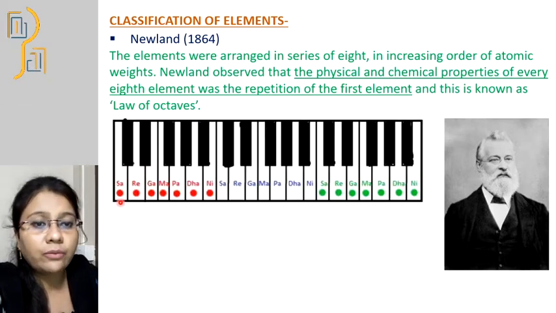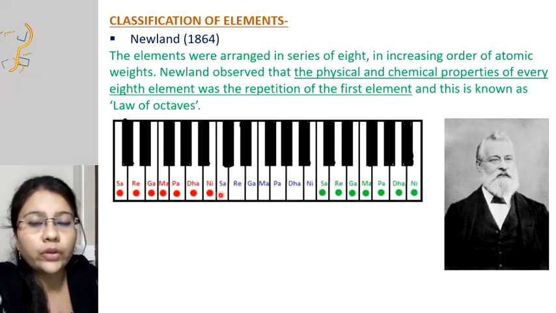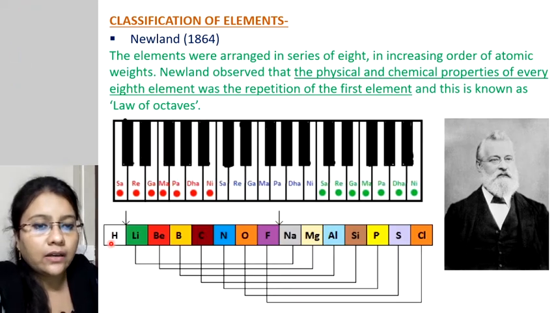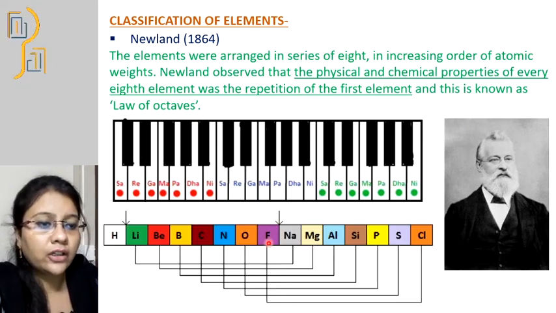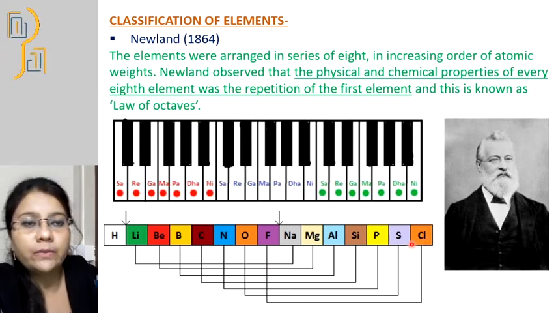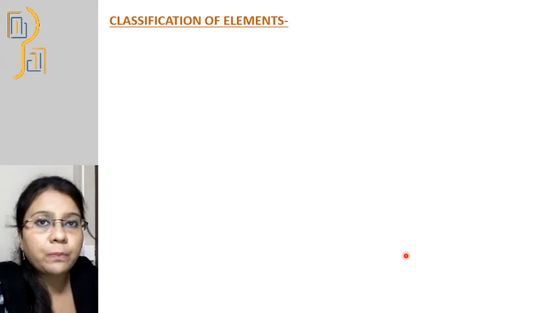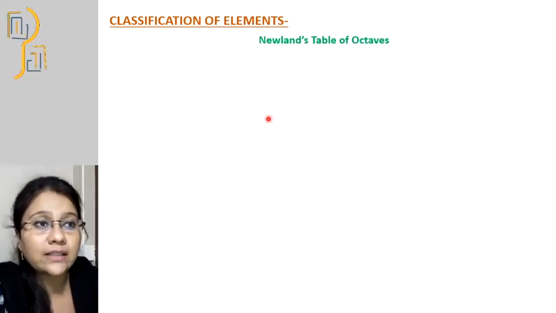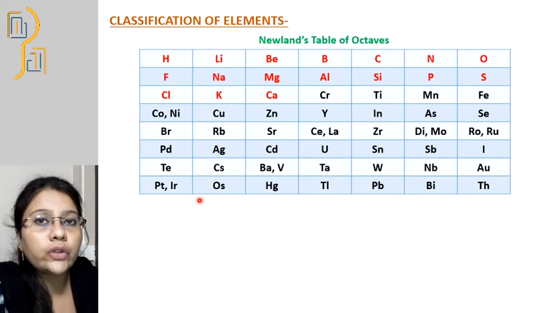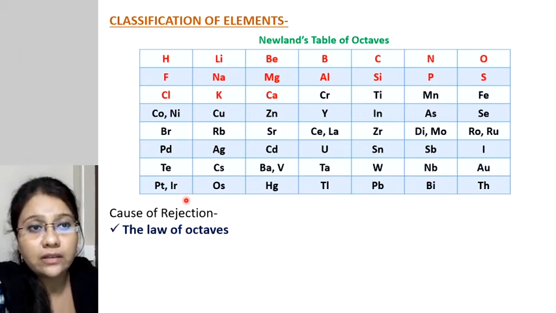Here you can see a musical note is given, sa re ga ma pa dha ni sa. Here you can see the first and the 8th note is same. This happens with the elements as well. Hydrogen is similar to fluorine, which is similar to chlorine. This was the concept, and based on this concept, he prepared his own table, which is known as the Newlands Table of Octaves, and that looked like this. But this was also rejected because of certain reasons.